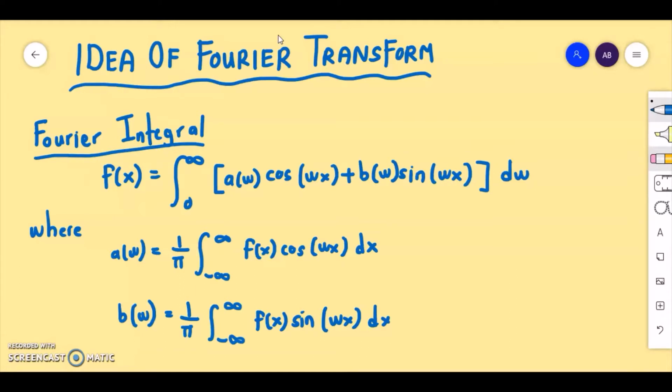Now, to do the Fourier transform, we want to show the transition from Fourier integral to Fourier transform. So we want to express this equation, let me call this equation 1, in a complex exponential form. What we're going to do is first put the Fourier integral coefficients, a omega and b omega, into this equation. Let's do that.